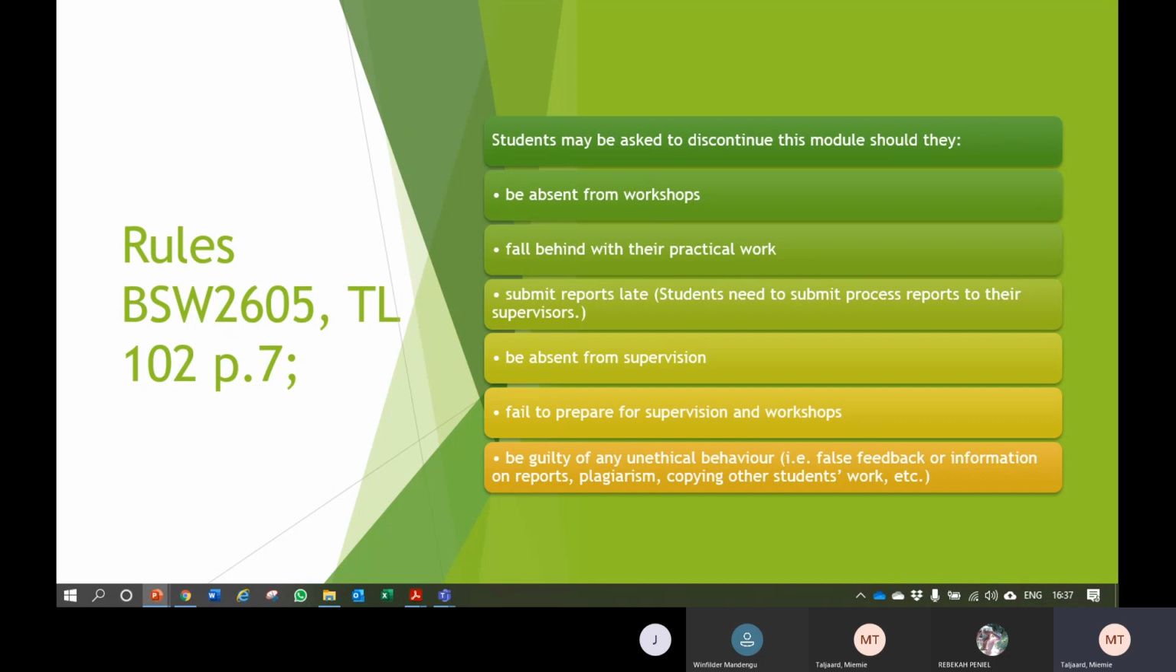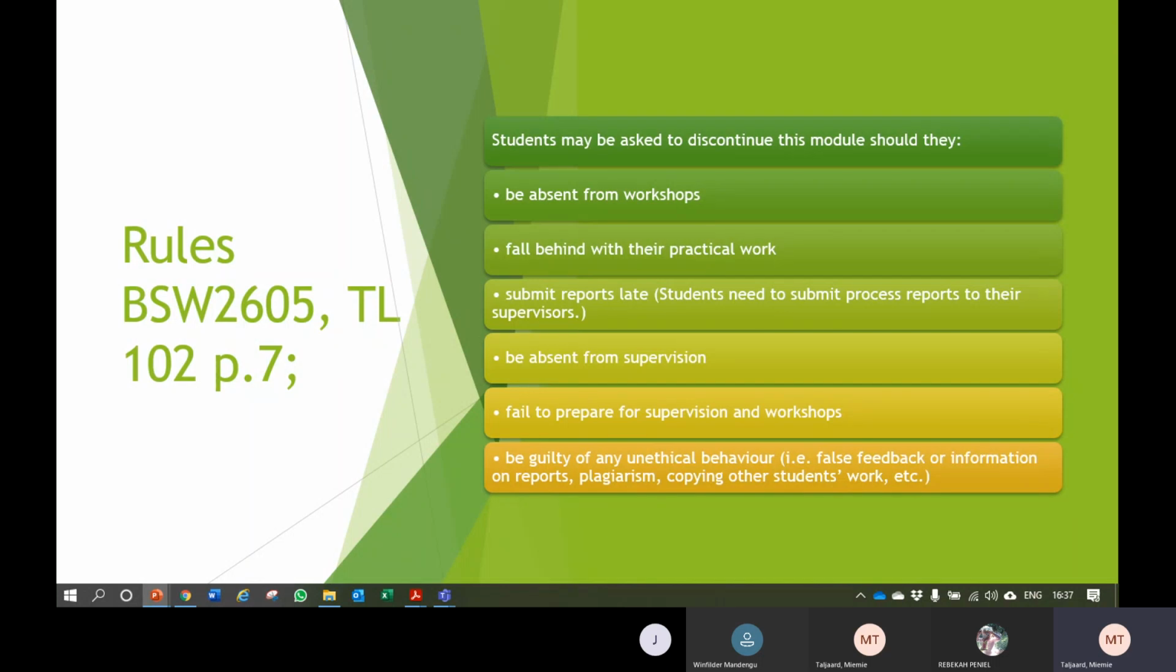When you have supervision, you can't be late for the supervision or stay away. And if you have to prepare either for the supervision or the workshops, and you don't prepare, they can ask you to discontinue. And guilty of any unethical behavior. And here sometimes you work in a group. Please don't copy. And plagiarism is a serious offense, academic offense.